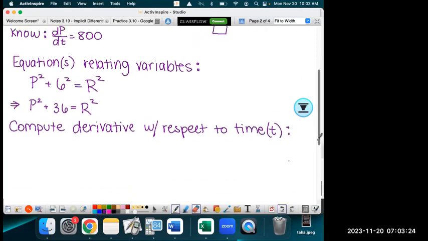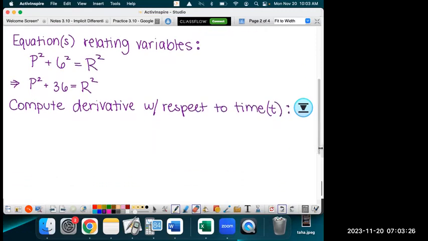All right, go ahead and take the derivative with respect to time. We'll see what you get. Derivative of p squared is 2p. But because that is not t for time, I'm going to multiply by dp/dt, or you can multiply by p prime. I think I'll do that this time.